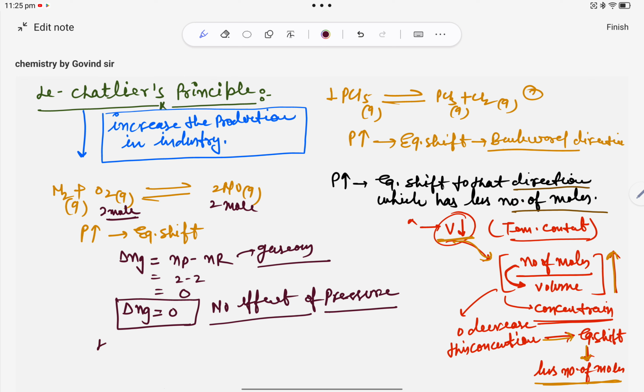Similarly, H2 gas plus I2 gas forms 2HI gas. Here also delta Ng is 0, so there is no effect of pressure. If you increase or decrease it, the equilibrium will not shift. So that is the concept behind it. Hope you are getting it.